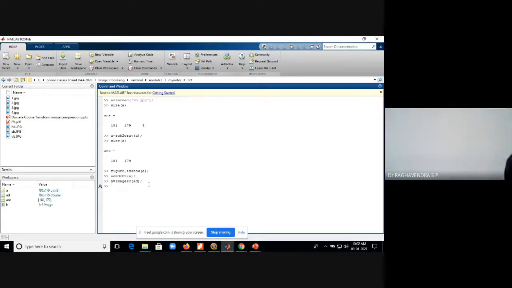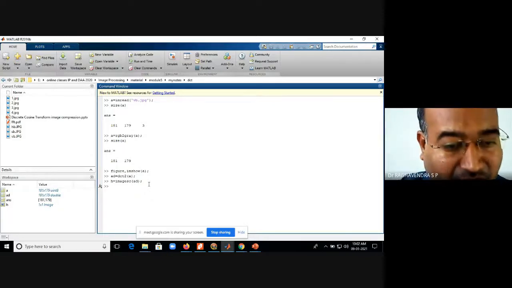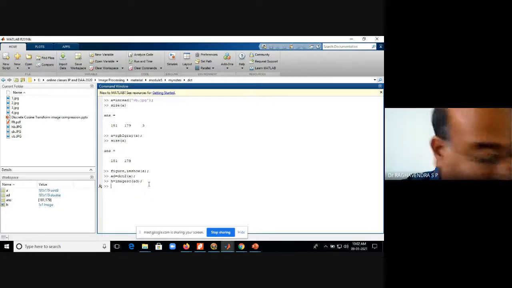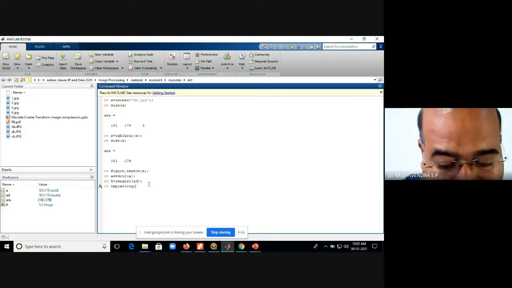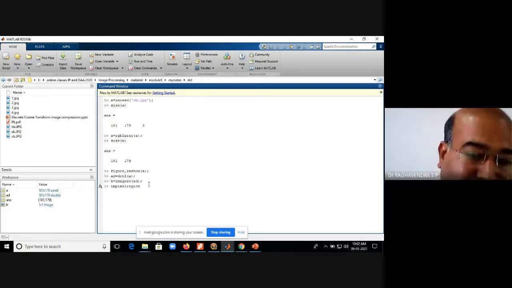So now let us find out how the horizontal components look like. That is why we have to use a function called impixelinfo or impixelregion. Impixelregion displays the intensity values, that is the frequency components, along with the region of pixels, because h is the one component which contains horizontal coefficients. So I am going to pass the variable h to impixelregion. Let us find out how it looks.